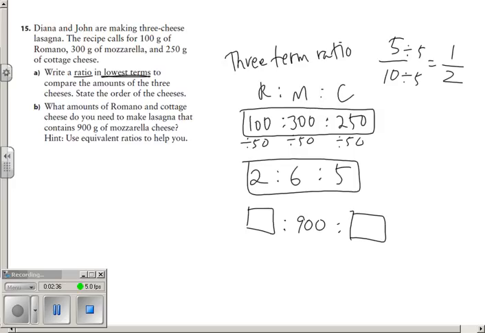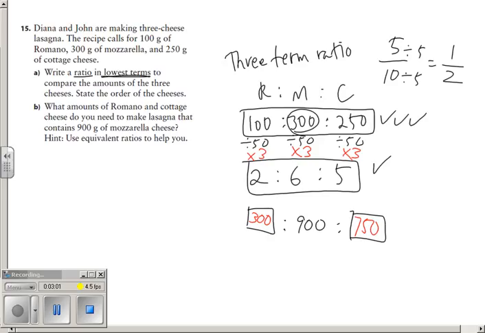And I'm thinking, which one is going to help me get there the easiest, this one or this one? Hopefully this one, because I know that if I multiply 300 by 3, I get 900. Now if I multiply this by 3, remembering we're keeping it proportionate, I get 300 down here. And 250 times 3 is 750.